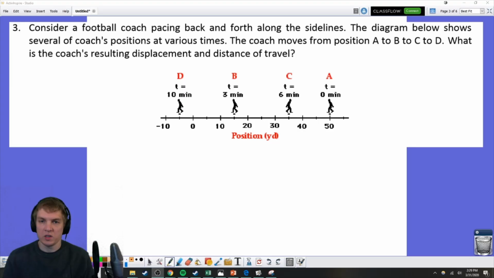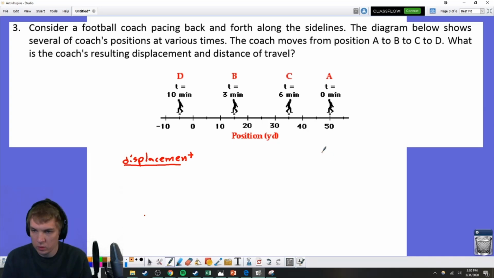Problem number 3 says, consider a football coach pacing back and forth along the sidelines. The diagram below shows several coaches' positions at various times. The coach moves from position A to B to C to D. What is the coach's resulting displacement and distance of travel? So again, we're looking for 2 separate things. We're looking for displacement, which we'll put over here, and then we'll do distance, which we'll put over here.